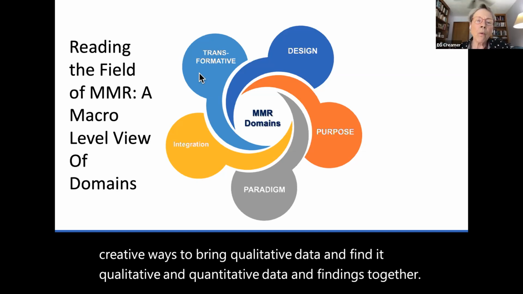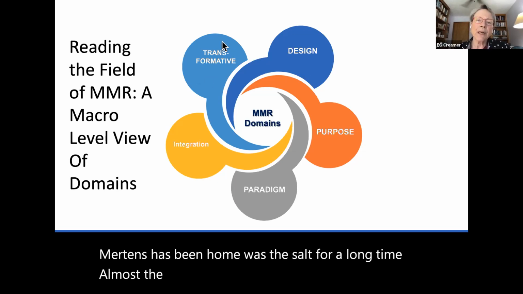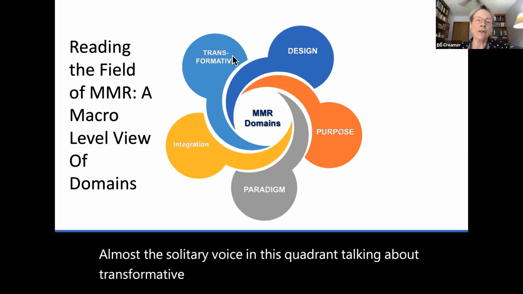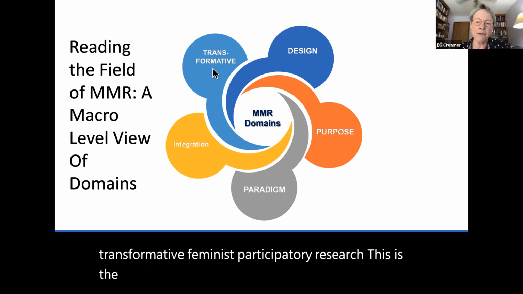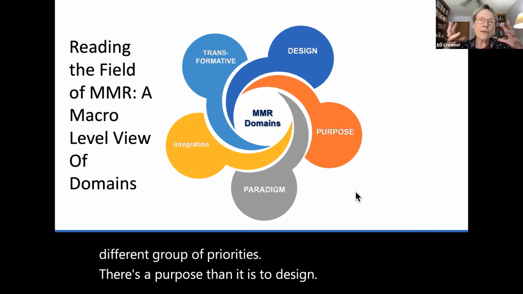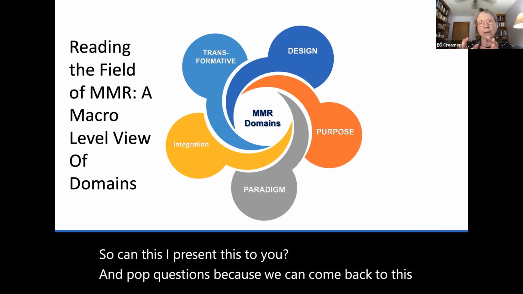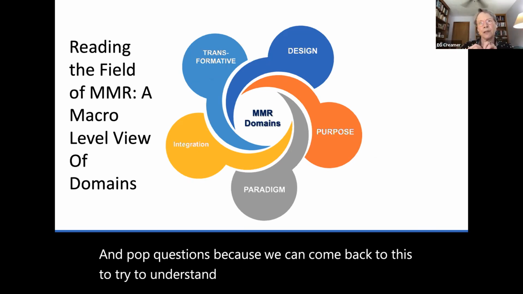Mertens has been home, for a long time, almost the solitary voice in this quadrant, talking about transformative feminist participatory research. This is a different group of priorities. It's closer to purpose than it is to design. So I present this to you and pop questions, because we can come back to this, to try to understand people prioritize different things about mixed methods.